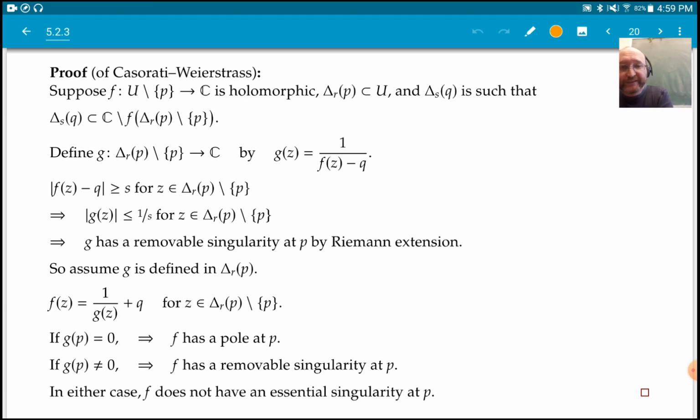So the point is this application of the Riemann extension theorem, right? That if we miss a whole disk, then we can actually make a bounded function, right? That disk can actually be a neighborhood of infinity after an LFT, right? So that's why an essential singularity has to sort of get close to everything.